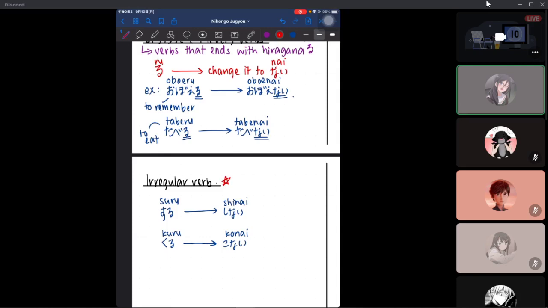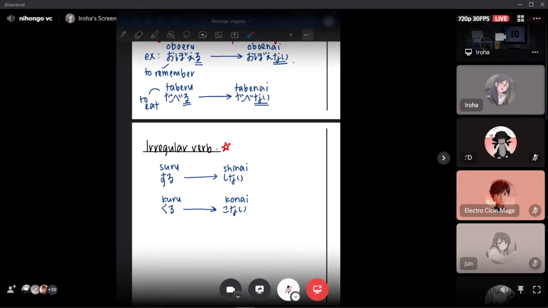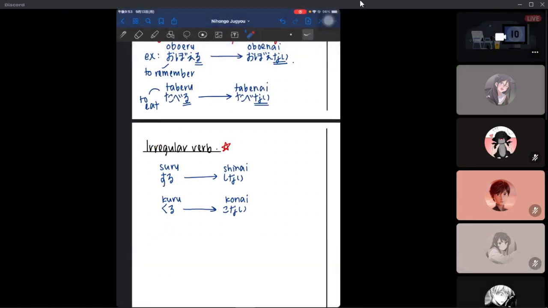For example, benkyou suru, to study. If you change it to the negative present tense, it will become benkyou shinai. Kuru becomes konai. So, is there any question for this one? 大丈夫ですか？ はい、大丈夫そうですね。 Okay.